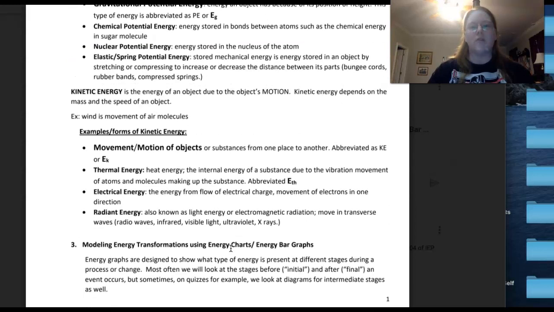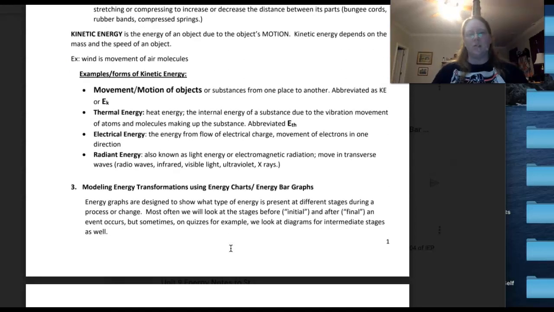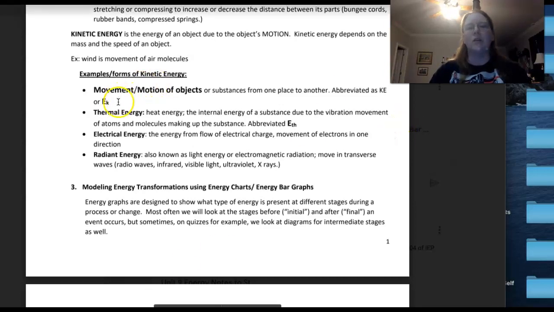The other major type of energy we want to talk about is kinetic energy. Energy due to an object's motion. Kinetic energy depends on the amount of mass and the speed of the object. So you increase the mass, you increase the kinetic energy. You increase the velocity, you increase the kinetic energy. Examples or forms of kinetic energy: movement or motion of objects, substances from one place to another. We abbreviate it as KE, but you're going to see it as E of K. These mean the same thing, but E of K is how you're going to see it should you take integrated chemistry.